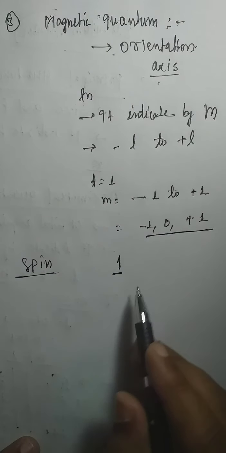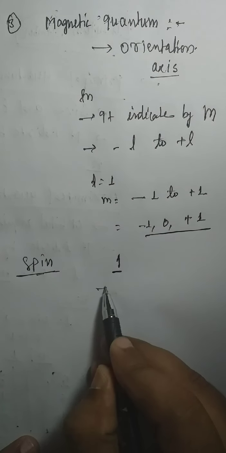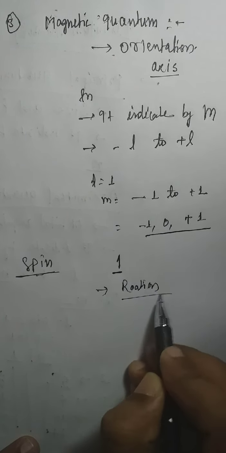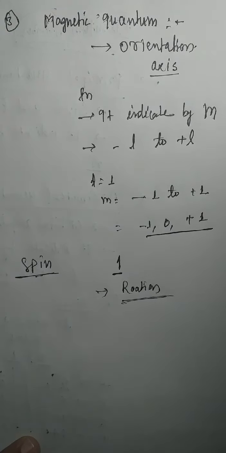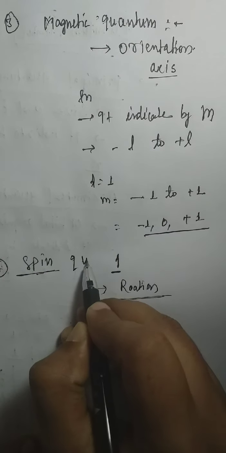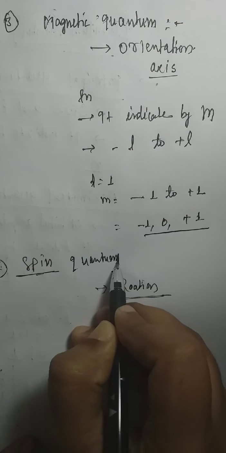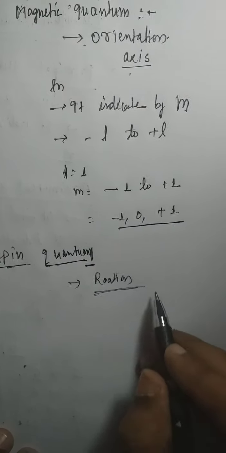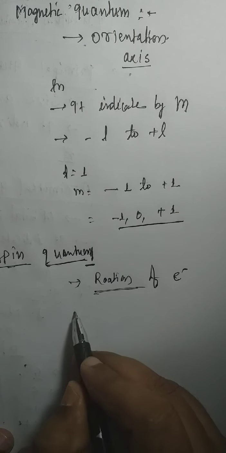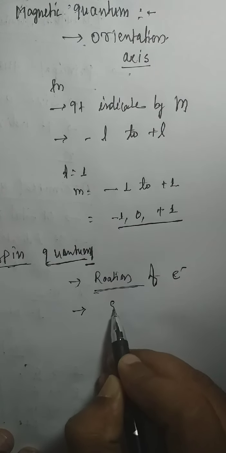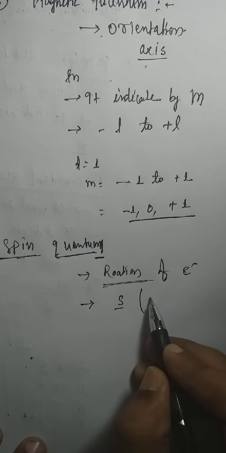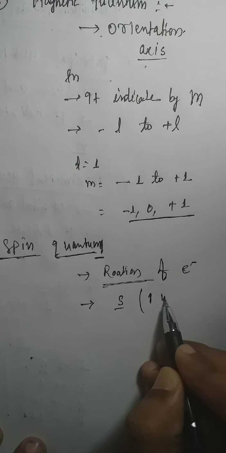There are two types of spin we find. This is all about the rotation. Rotation is what the spin quantum number talks about. This is the fourth type of quantum number, called the spin quantum number, and it talks about the rotation of electrons. It is indicated by a lowercase s. The spin may be in the up direction or the down direction.